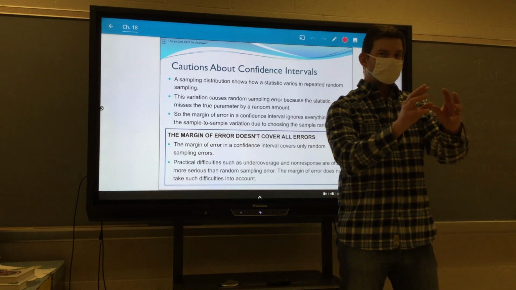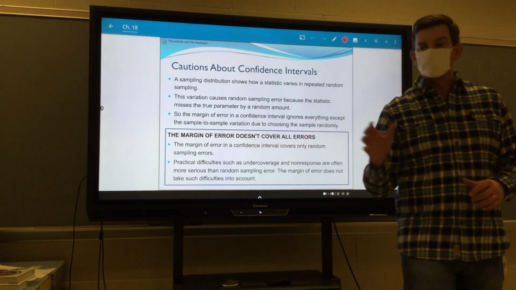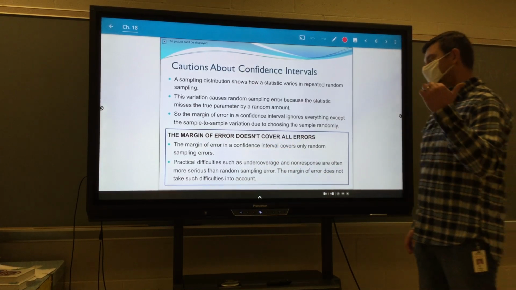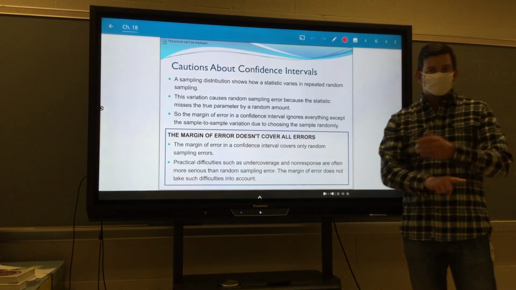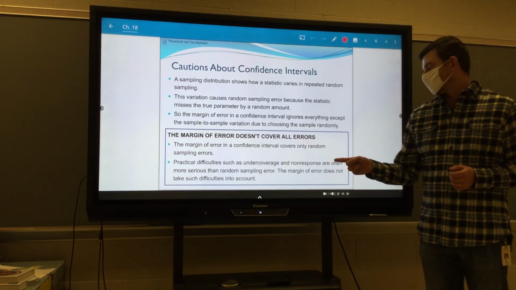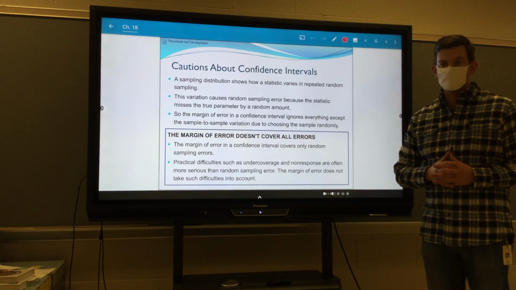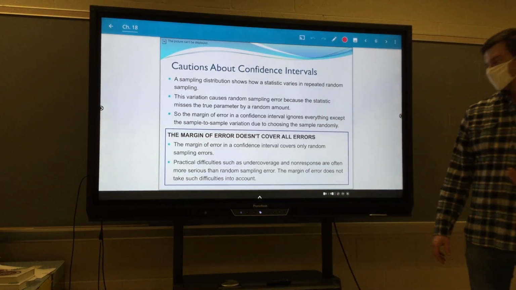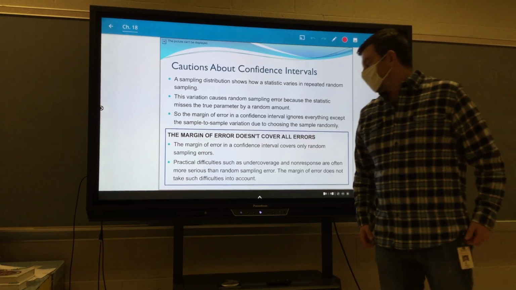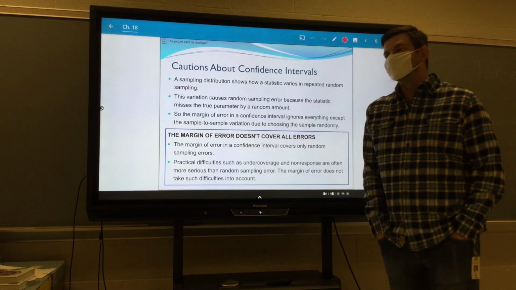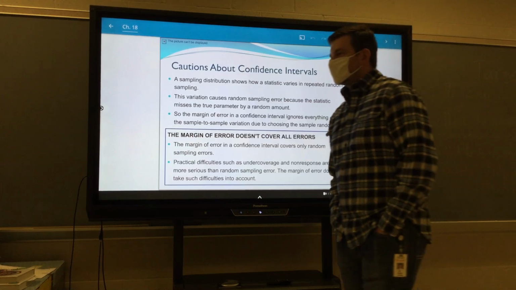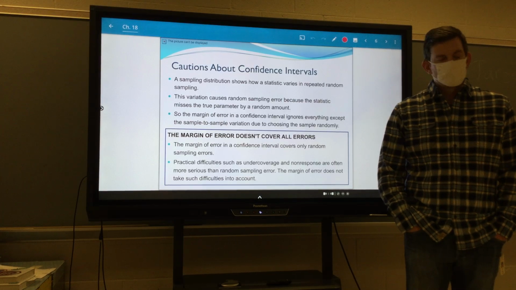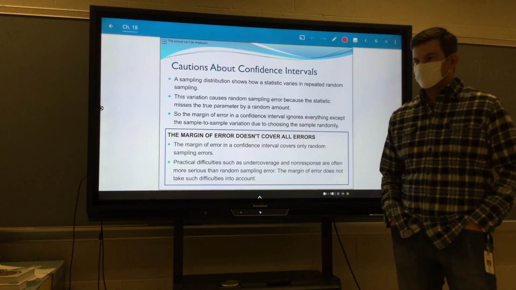That this is what we got in our sample. It may not be exactly what's happening in our population, but we're pretty sure the population is between here and here. Okay? The margin of error in a confidence interval covers only random sampling errors. Practical difficulties such as, there it is again, undercoverage and non-response, are often more serious than random sampling error. It goes through that idea that if you're pulling from bad data, you're going to get bad results. The margin of error does not take into account such difficulties. So you need to be aware of that, that it's not the safety net to help you overcome any flaws with your methodology. It's purely there for the random sampling variation. Questions on that?